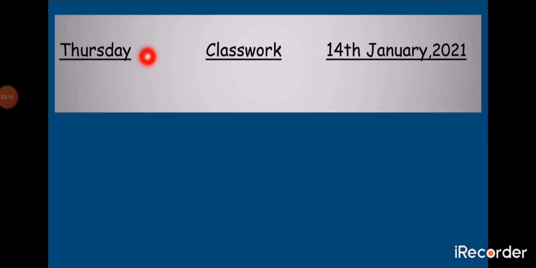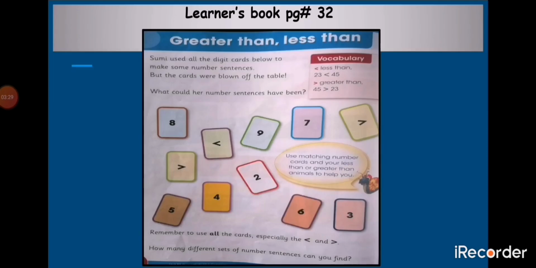Now we are moving towards our day and date slide. Open your learner's book page number 32. Right on the extreme left top, write Thursday. In the center, write classwork. On the extreme right side, write today's date, 14th January, 2021. And write your date on learner's book page number 32. Greater than, less than.